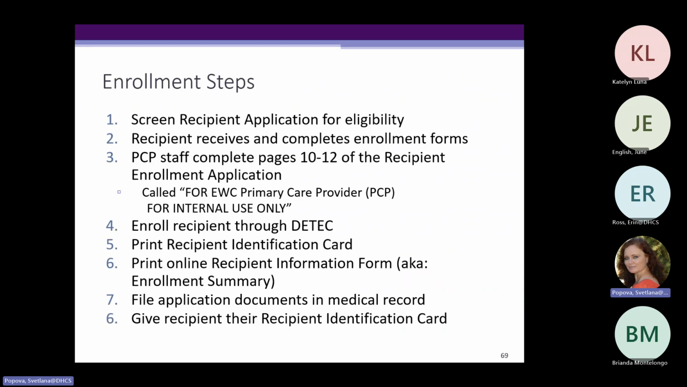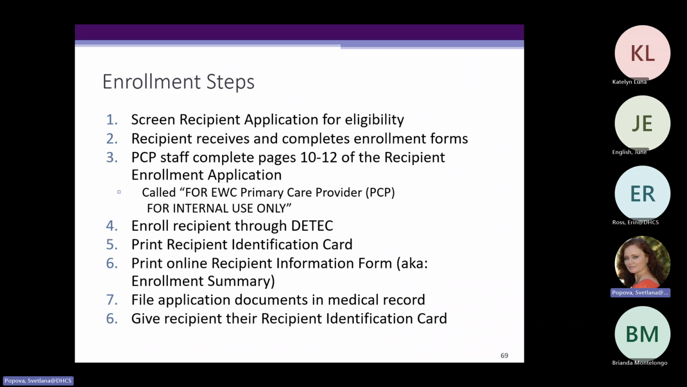So next, enrollment steps. Screen the recipient application for eligibility. The patient receives and completes the enrollment form. It has multiple pages, and some of the pages are instructions for the patient. Some pages are pages that applicants have to fill out. And then we also have pages for staff, which we call EWC primary care provider pages for internal use.